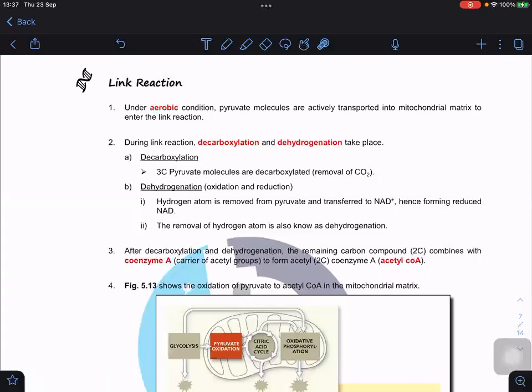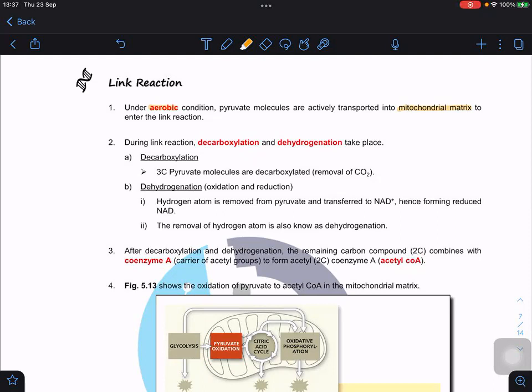Okay, so for the link reaction to take place, it happens inside the mitochondrial matrix. But one thing that we need to know here is that it must be under aerobic conditions. Okay, so why must it be aerobic conditions? We need to learn it also, but not now. It will be learned in the oxidative phosphorylation.